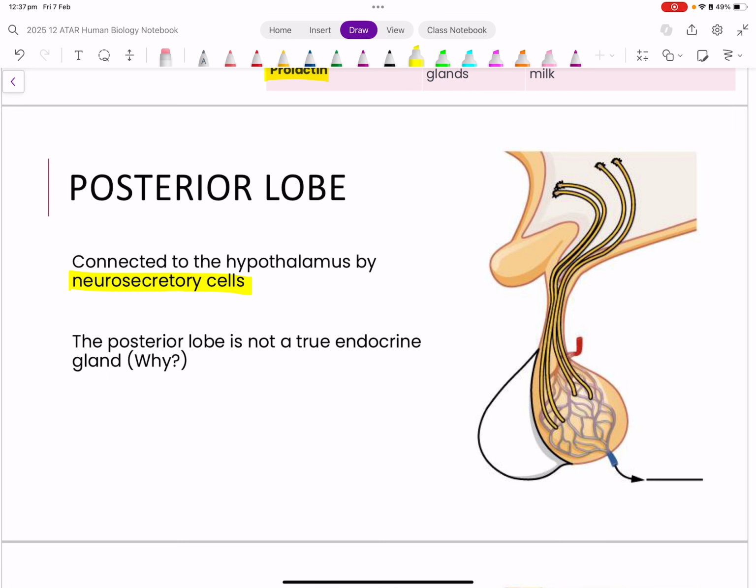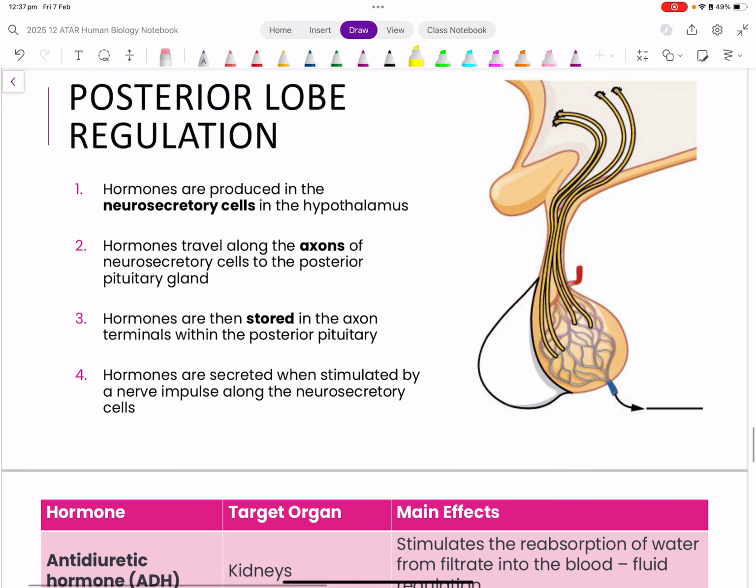But where do these hormones come from? These hormones are produced, as we mentioned, in the neurosecretory cells of the hypothalamus. The hormones are then carried down the axon of the neurosecretory cell, where they make it to the posterior pituitary gland. Here, they're going to be stored in the axon terminal, and then when a nervous stimulation arrives, these neurosecretory cells will then release these hormones.